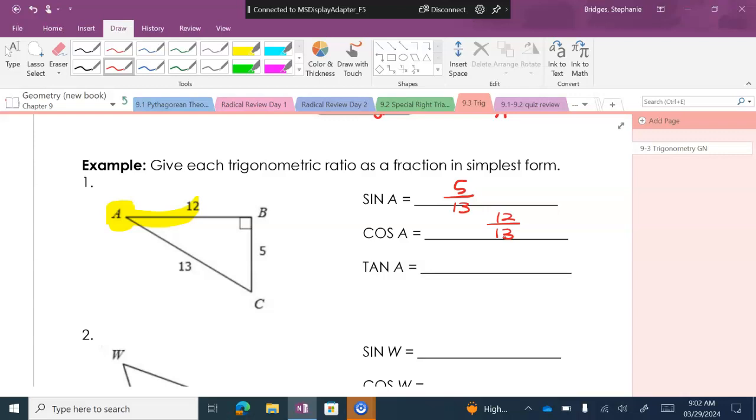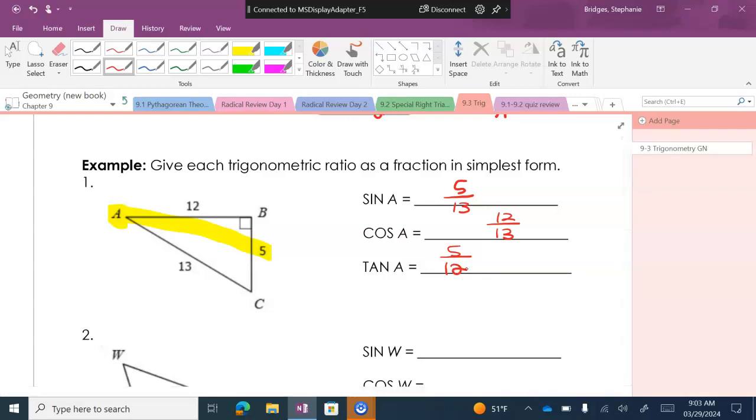Tangent is opposite over adjacent. The tangent does not involve the hypotenuse. So try to write the ratio of the tangent of A. Opposite over adjacent. What is the side that is opposite angle A again? 5. Okay. What is the side that is adjacent? 12. And then can 5 and 12 reduce?